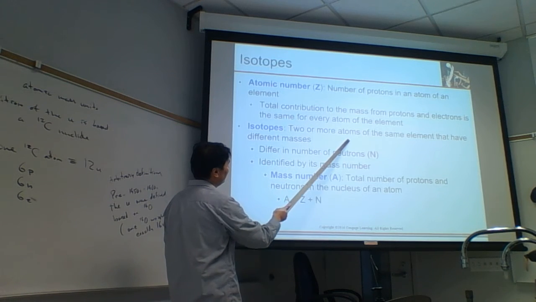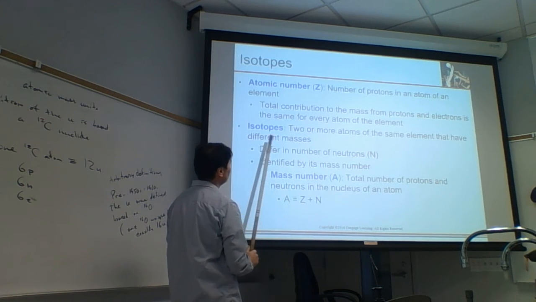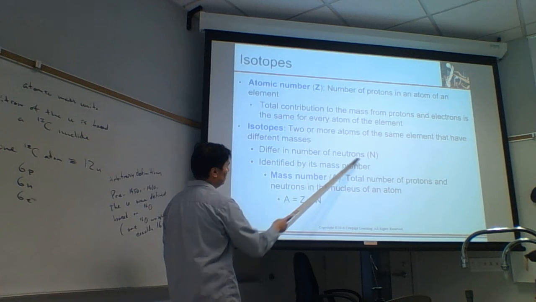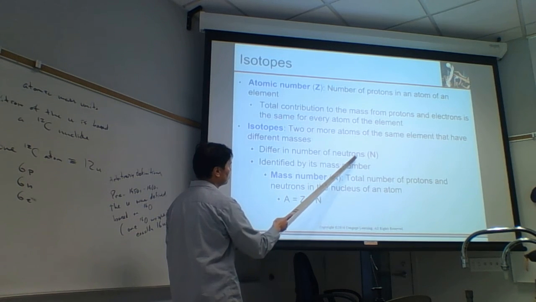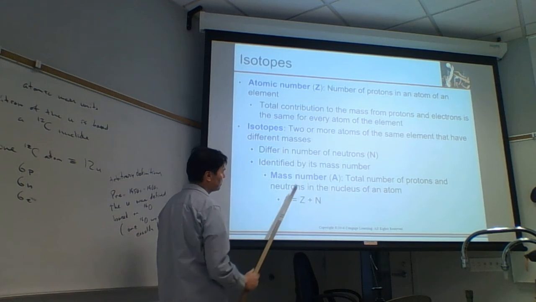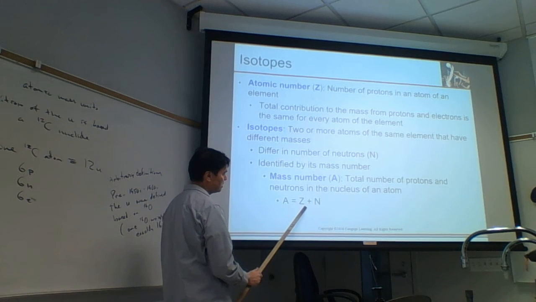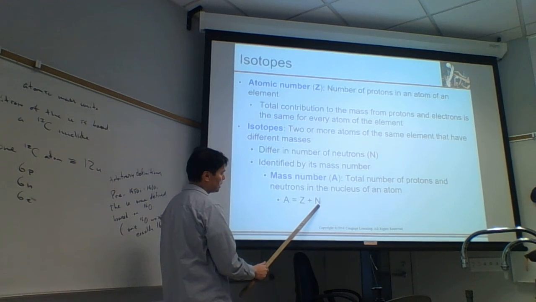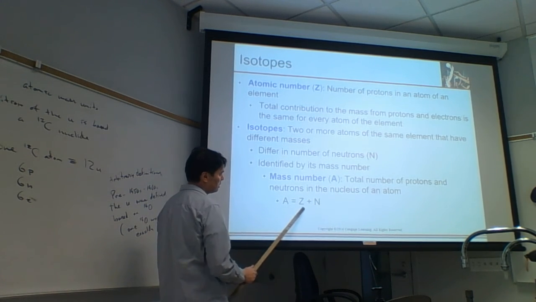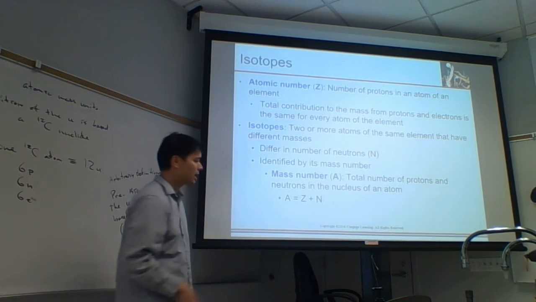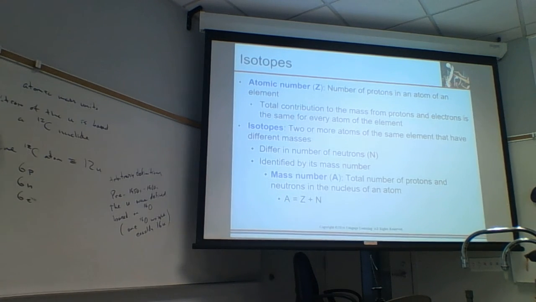Isotopes are atoms of the same element that have different masses. The mass difference comes about from the neutrons. And so we talk about the mass number. The mass number is the number of protons, Z, plus the number of neutrons, N. So this is an exact number. The mass is not exact except for one, and that is carbon-12, based on definition.